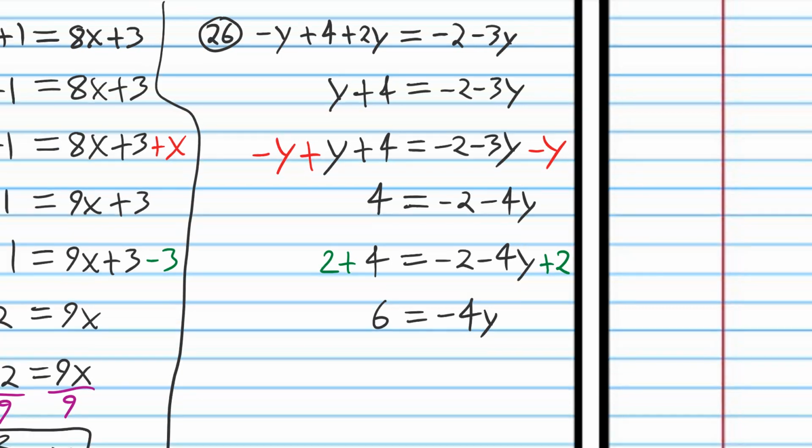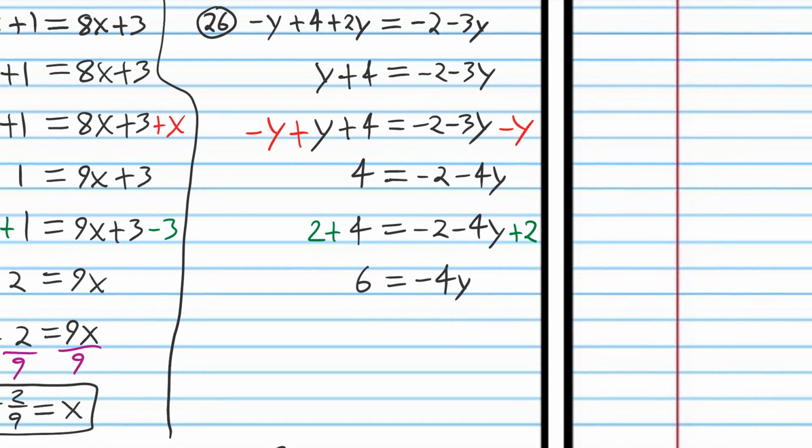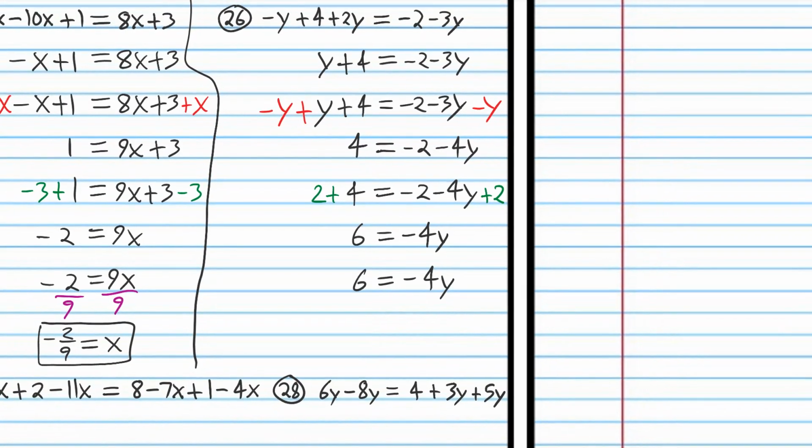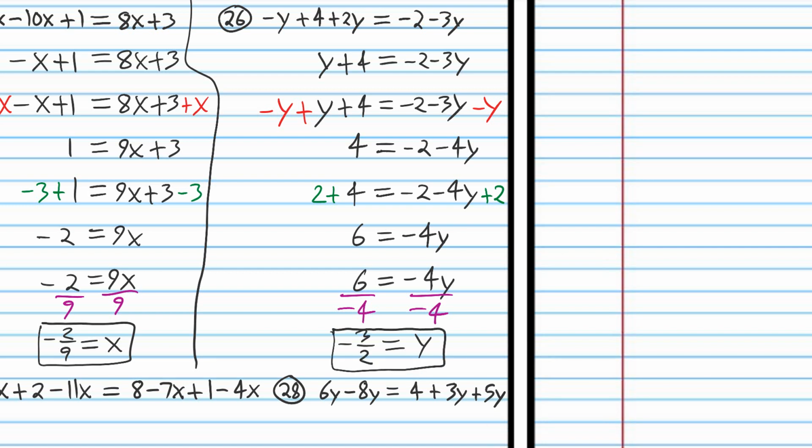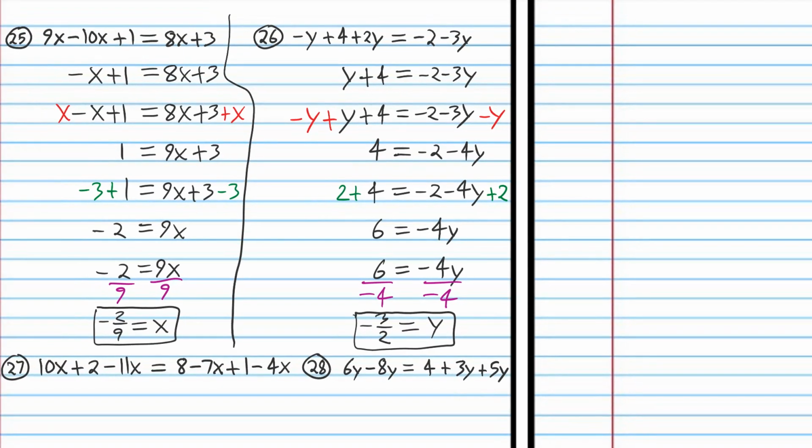If you got this problem wrong, I would assume there's a good chance that's where you made a mistake. It's one of the most common mistakes that students make in algebra. Divide by -4. And we have y is equal to -3/2, using the fundamental principle of fractions. Divide both sides of the fraction by 2. So if you got -3/2, good job.